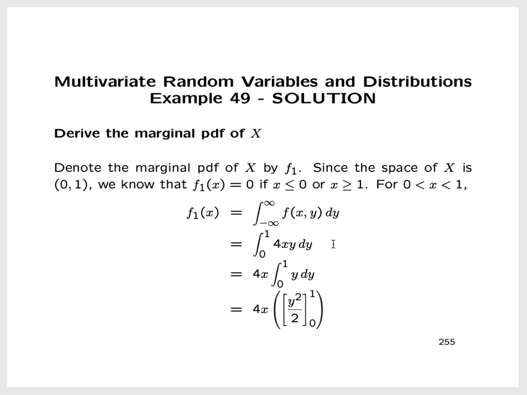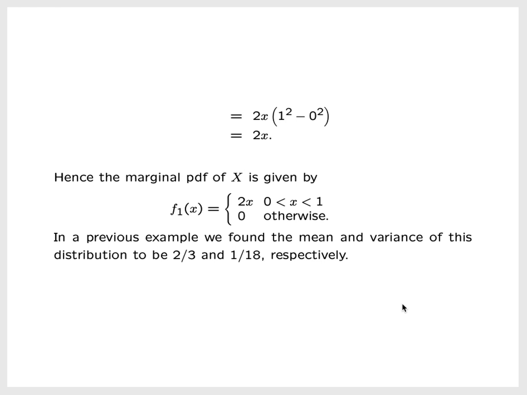Now we can pull the 4 times x out of the integral because the 4 times x does not depend on the variable of integration y. Going through the calculations as we've done several times now, we're not going to spend much time on that, but we get this expression for the marginal PDF of x, for values of x between 0 and 1, being equal to 2 times x. And so putting those two results together, the marginal PDF of x is equal to 2 times x if the argument to the function x is between 0 and 1, and it's 0 otherwise.